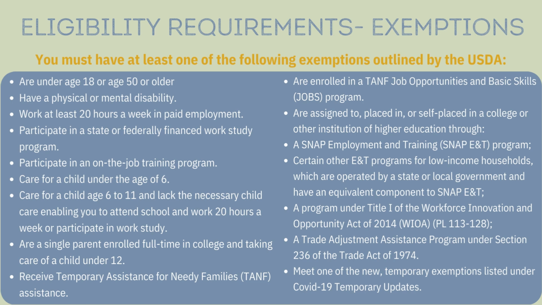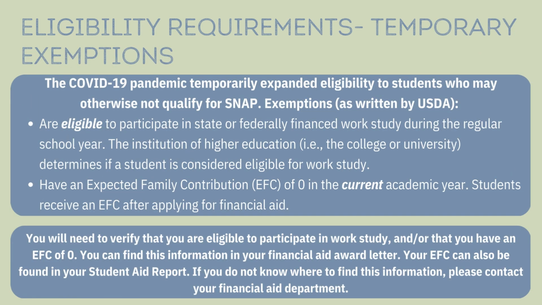Another common one is that you might be under the age of 18, but some of these other ones might apply to you. But one that I really want to focus on is this last one, which is the temporary COVID-19 updates. So let's go over that in this next slide. During the COVID-19 pandemic, they temporarily expanded eligibility to students that might otherwise not qualify for SNAP. So this opens up opportunity for a lot of you who might not be eligible otherwise, but currently may be. So the difference here is there are two of them, and one is that you are eligible to participate in a state or federally financed work-study program during the regular school year.